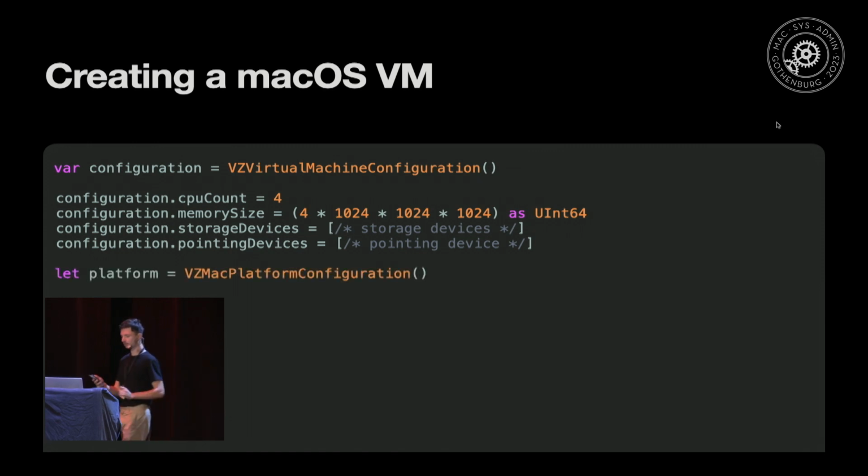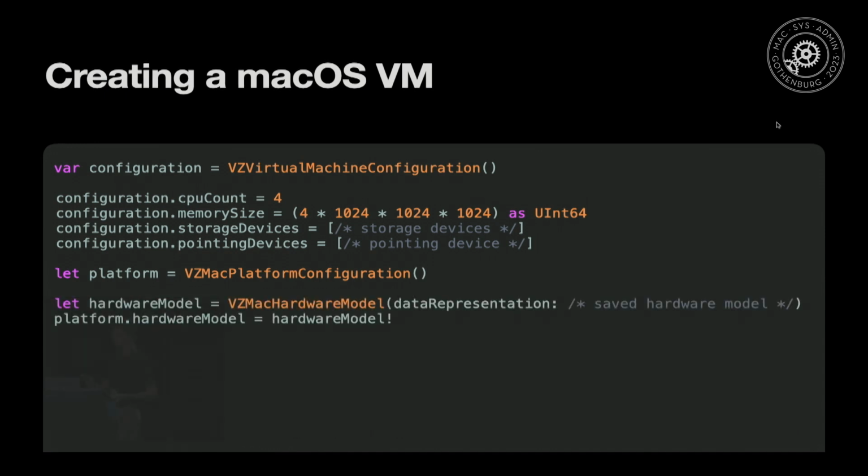And here we're moving to what makes a macOS a macOS. We're going to create a platform object, which is, in this case, represented by the Mac platform configuration class. It still needs to know some hardware properties of a future Mac. And it can be Mac Mini or MacBook Pro. And we set it right here with a Mac hardware model object.